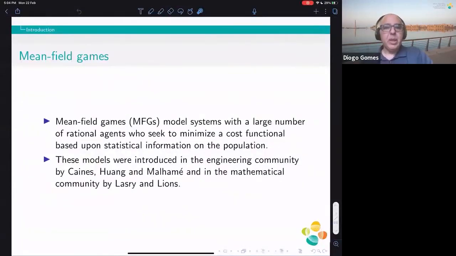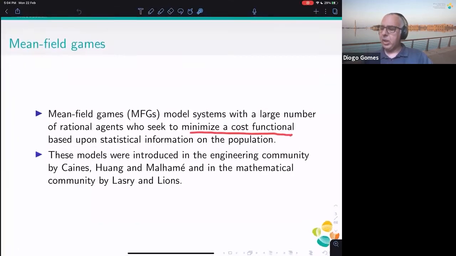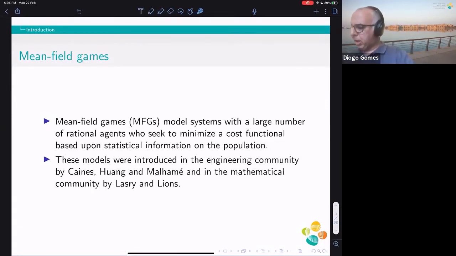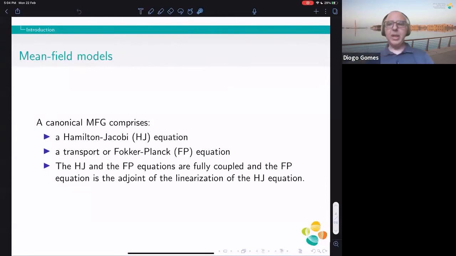What's special about mean field games is that these are models where these agents are rational, so they are active, and they seek to minimize a cost functional. And this functional depends only on statistical information on the population. So these models were introduced by two groups more or less simultaneously, by Caines, Huang, and Malhamé in the engineering community, and by Lasry and Lions, the more mathematical community. And what they comprise is a system of two equations, a Hamilton-Jacobi equation and a transport or Fokker-Planck equation.